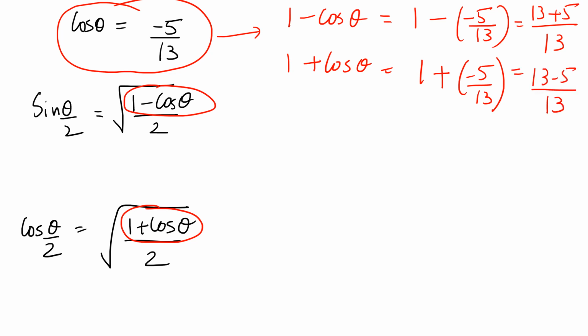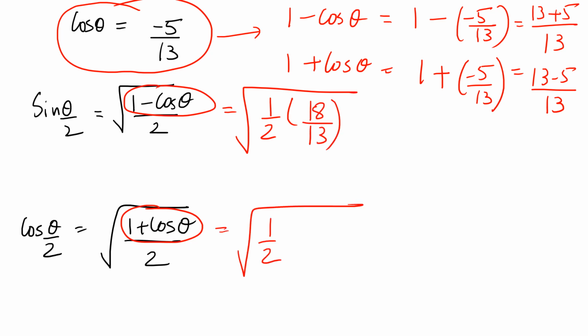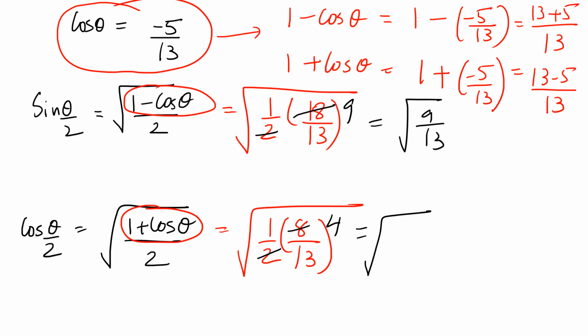So we can now write this value as 1 by 2 multiplied with 1 minus cos theta. So this is 18 over 13, and this one is 1 by 2 multiplied with the difference. So the difference here is 8 over 13. So just multiply, see if anything is cancelling. Yes, this cancels with 9. This cancels with 4. So this is going to be square root 9 by 13 and this is going to be square root 4 by 13. Now I also need to rationalize.